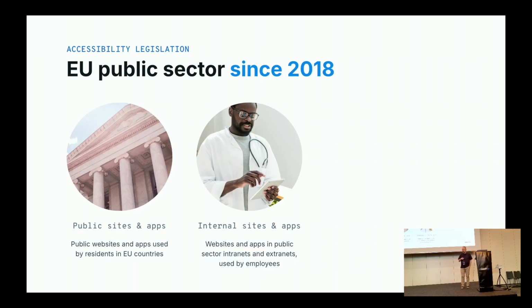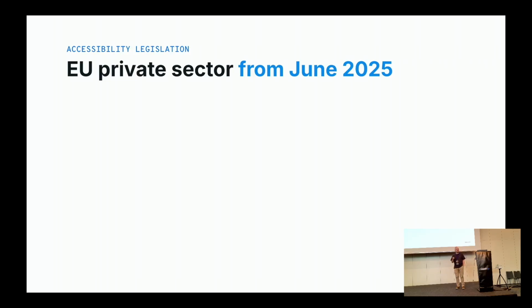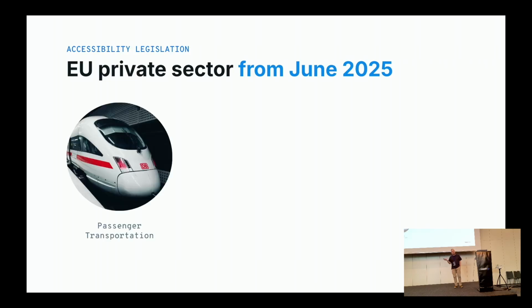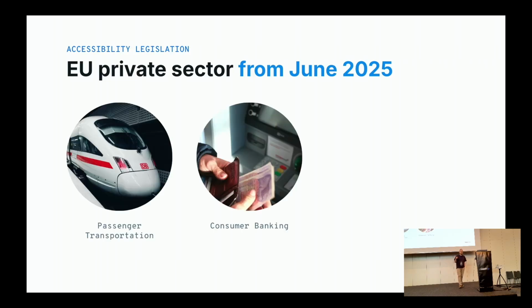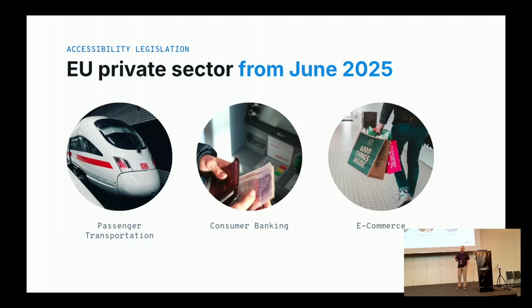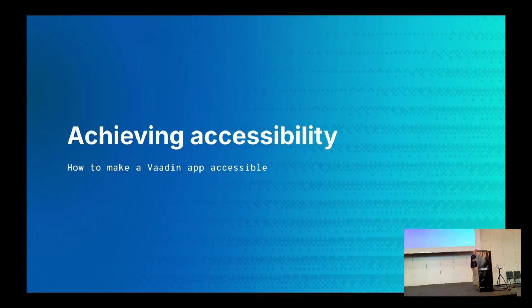So that is already in effect since many years ago. Then, in 7 months from now, the EU is expanding accessibility regulations to the private sector, such as passenger transportation, consumer banking, and e-commerce. So any consumer-facing application or website within these sectors also now has to comply with accessibility requirements. So quite a few apps do need to have this in good order.